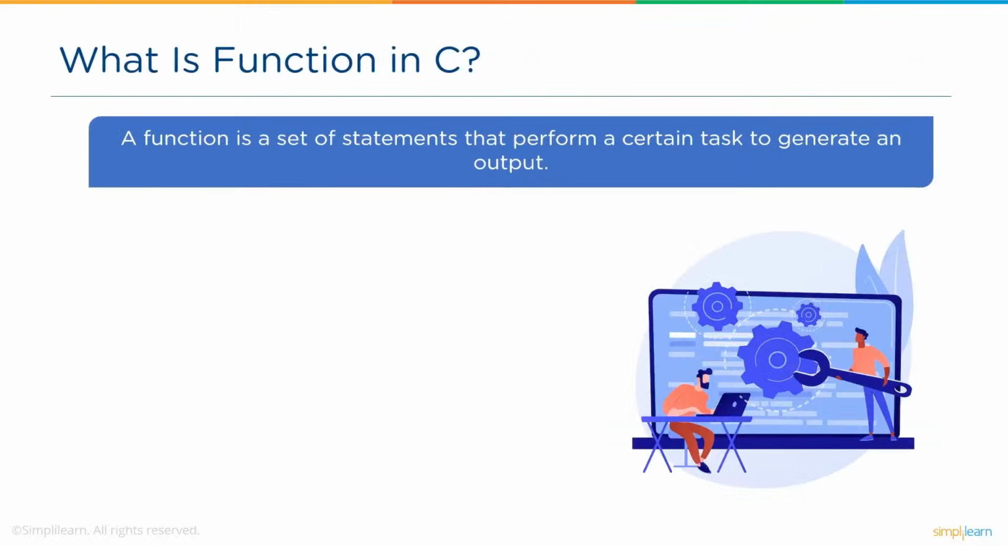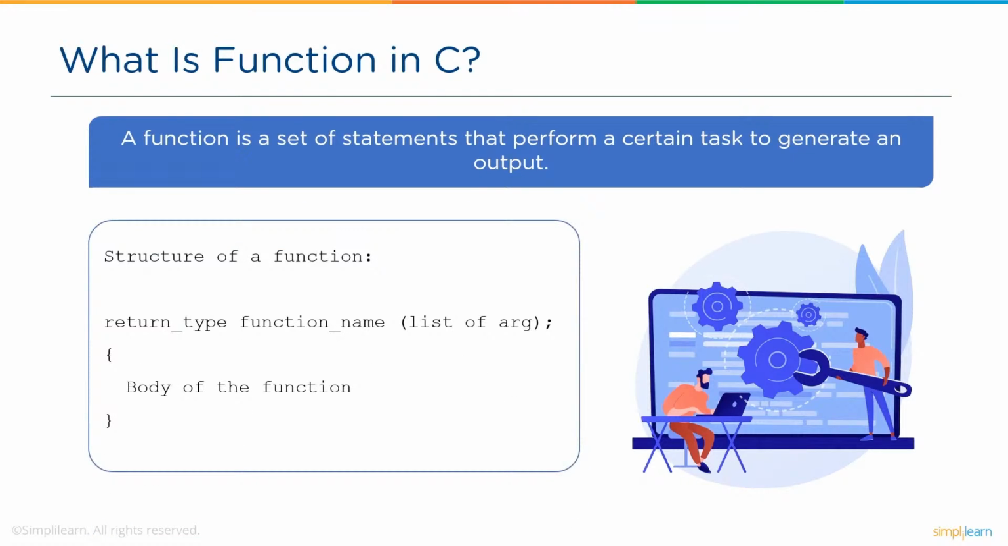A function is a set of statements that perform a certain task to generate an output. We use functions to avoid the repetition of code in C programs. Functions can be called n number of times, and C allows multiple functions in a program. Now let's look at the structure of a function. In a function header, we have return type, function name, and a list of arguments, and the body of a function inside the curly brackets.